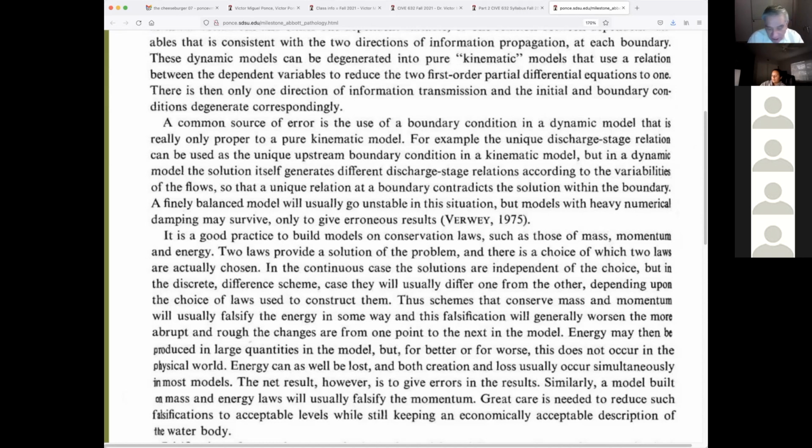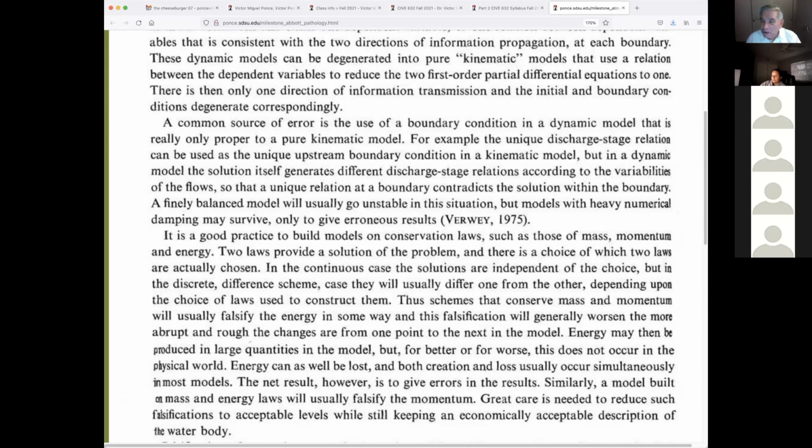So he educates us. A common source of error is the use of a boundary condition in a dynamic model that is really only proper to a pure kinematic model. So he laid the ground in there. He said the kinematic model is simplistic, the dynamic model is the real one with the two directions of propagation. Now we're going to solve the problem.